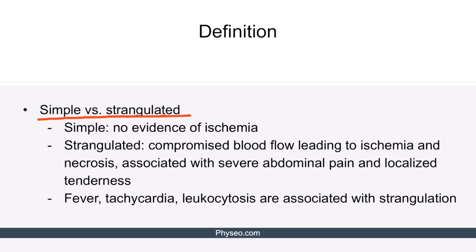A strangulated bowel is typically associated with more severe abdominal pain and with localized tenderness. In addition, there may be other signs of a more severe obstruction with strangulation, such as fever, tachycardia, and leukocytosis.